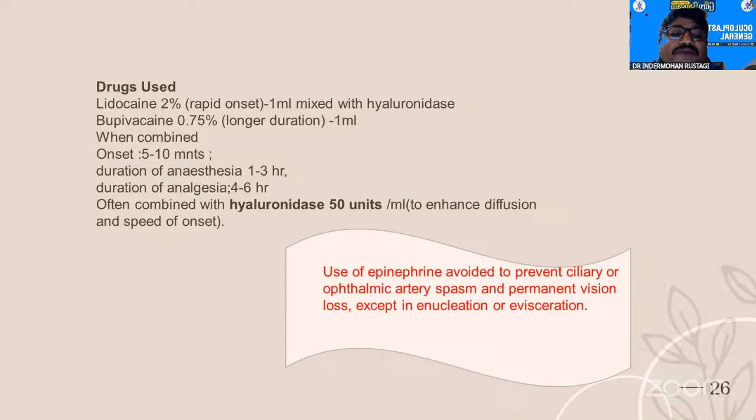So the duration of analgesia even after the surgery is 4 to 6 hours. That is why it is a preferred block. And if we combine it with hyaluronidase, it enhances the diffusion and the speed of onset. In such cases, if at all we can, the use of epinephrine can be avoided, so that ciliary or ophthalmic artery spasm is avoided and permanent loss should not happen.